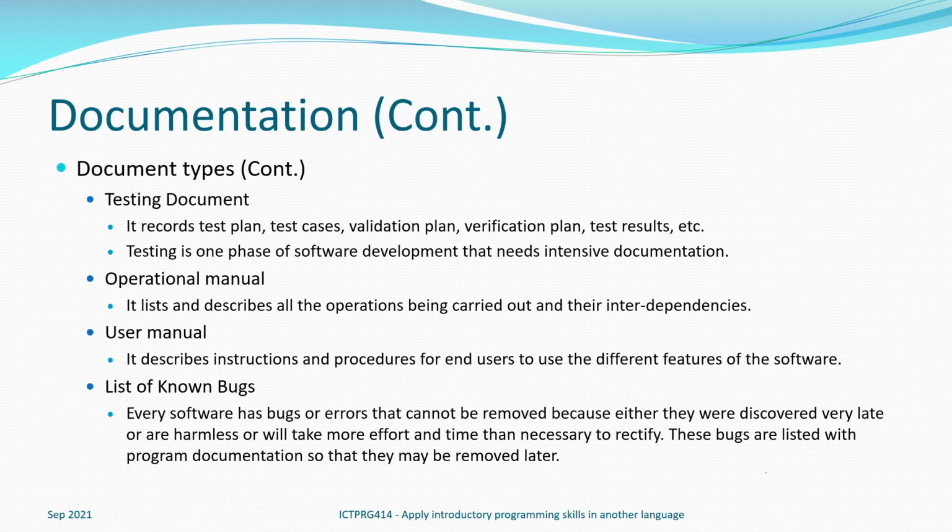Next is known bugs. So these are bugs or faults that have been found very late in the process that are earmarked to be fixed in a later update, or they were discovered, they have very little impact on the overall performance of the program, and on a cost analysis basis it's basically deemed that to fix it is more costly than leaving it in.